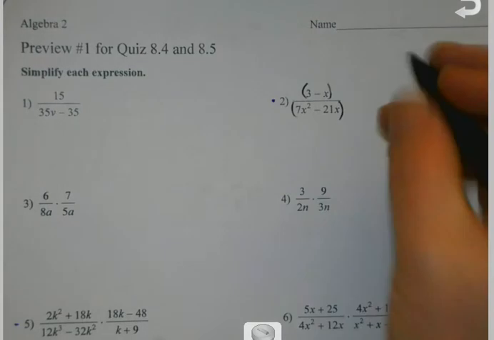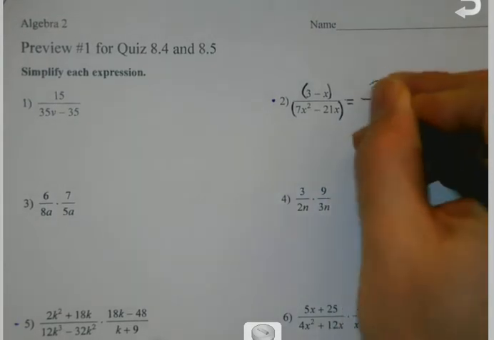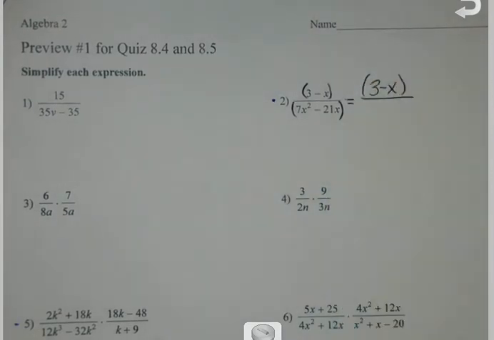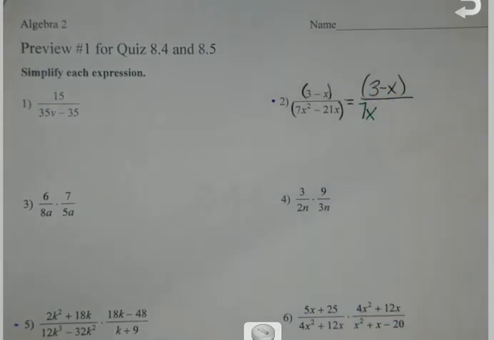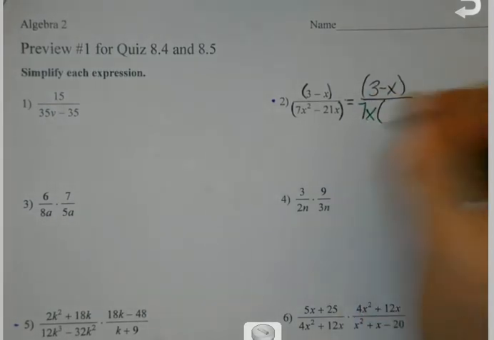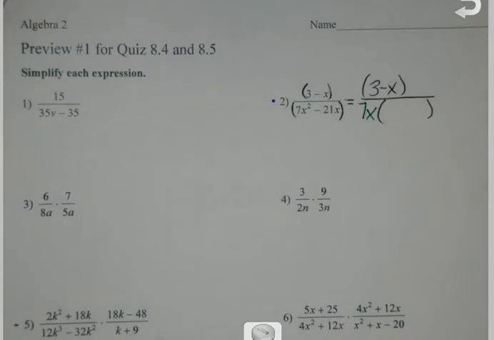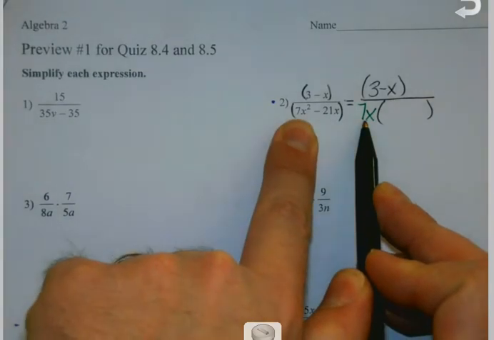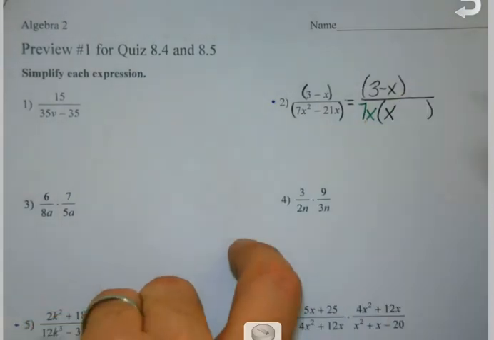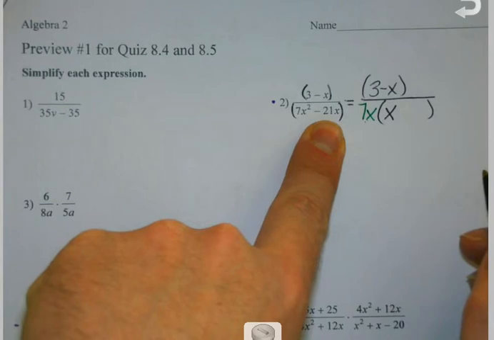And I'm like, well, there's really nothing up in the numerator I can factor. I got to leave that alone. But then I look at the denominator, and I'm like, ooh, I see stuff. What do 7x squared and 21x have in common? 7x. So if I take 7x out, it doesn't disappear. Just means it's in a different spot. Okay, what do I have to multiply 7x by to get to 7x squared? X. And to get to negative 21x? Negative 3.